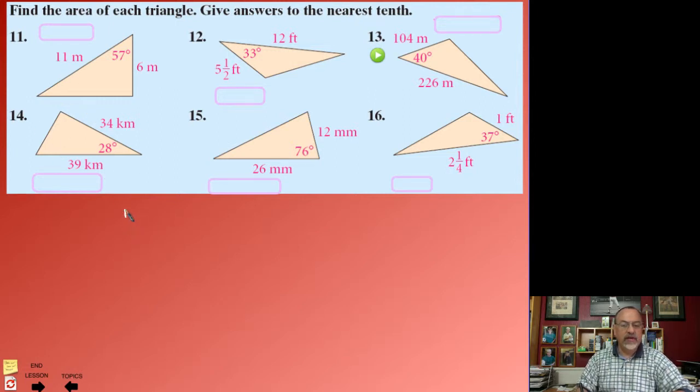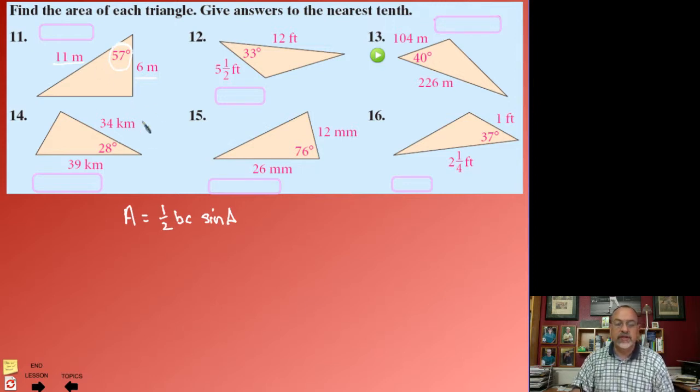On number 11 here, the area is equal to 1/2 BC sine of A, and the reason I want to use that is because I'm given an angle measurement and the lengths of two sides, and I don't know a base and a height. I don't have any perpendicular segments. So when you look at a triangle and you don't have any perpendicular segments drawn, that's a good indication you might want to go this way with it. So 1/2 B can be either side, it doesn't matter. So we can put the 11 in if we want. C is the other side, which would be the 6. And then the sine of the angle would be 57.